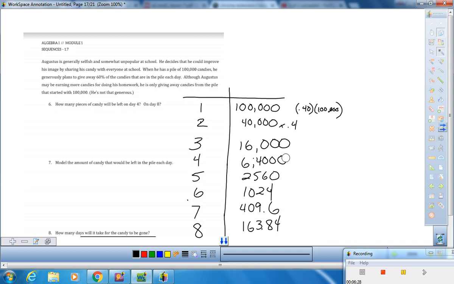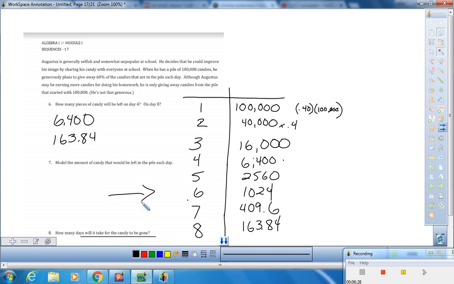This should be 6,400, excuse me. And on day 8, 163.84 pieces of candy. Model the amount of candy that would be left in the pile each day. I did that with the table on the right. How many days will it take for the candy to be gone?